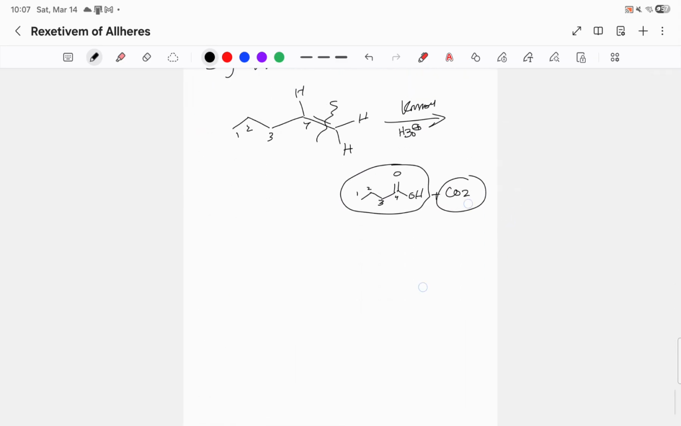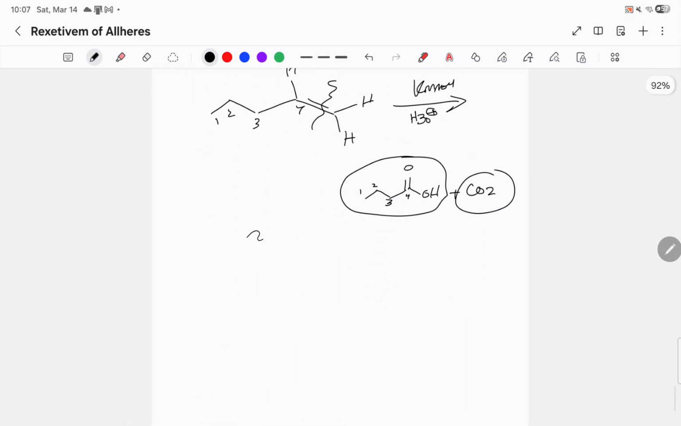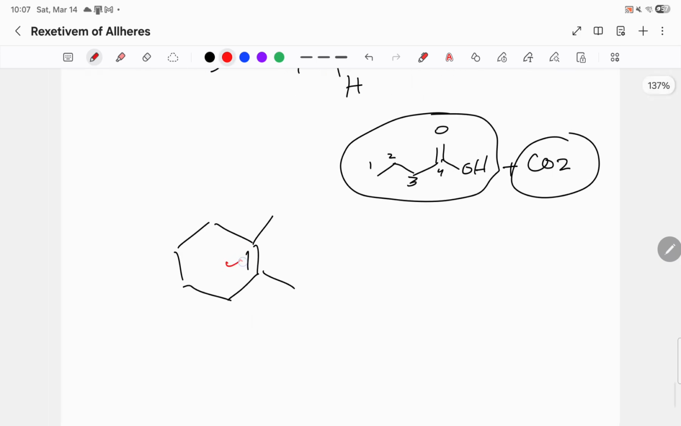Okay, now let's try a different compound, a different alkene, if you will. Let's do this. What would this get me? Well, I would cleave this bond, again, KMnO4 in hydronium. And what this would essentially give me, if I open the ring, is two ketones.